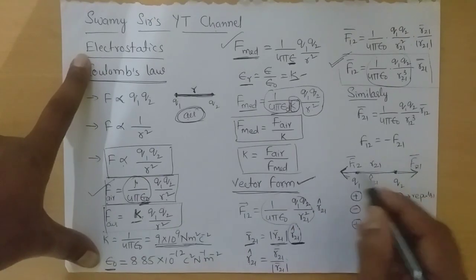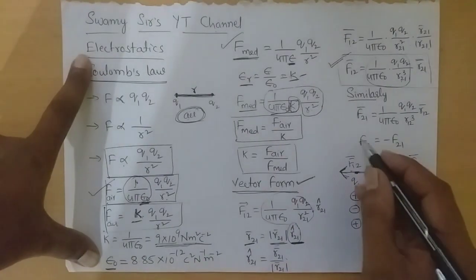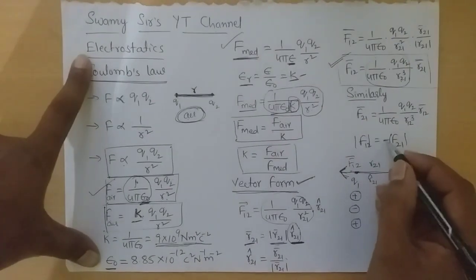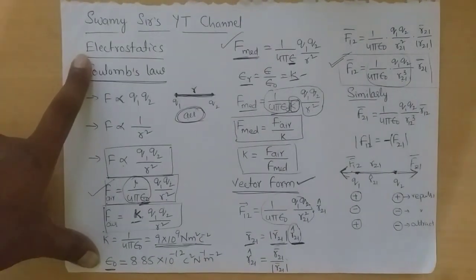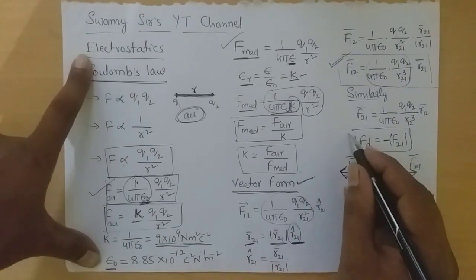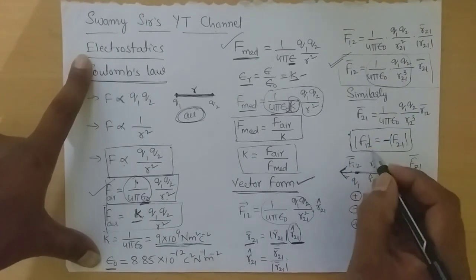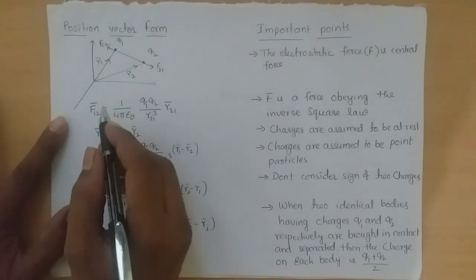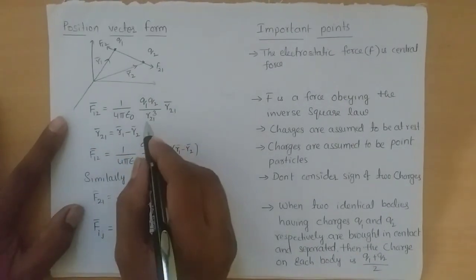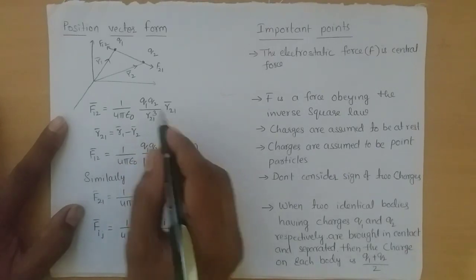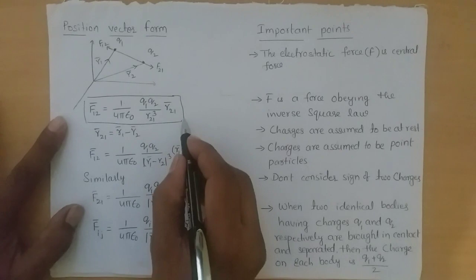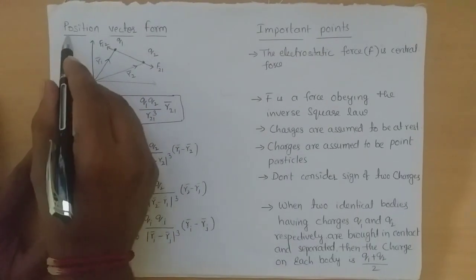Both are equal in magnitude but opposite in direction. So magnitudes are equal but opposite in direction. This negative sign indicates the opposite direction. So these follow Newton's third law, an action-reaction pair. Coulomb's law in vector form, that formula is F12 bar equals 1 by 4 pi epsilon naught q1 q2 by r21 cube into r21. This we found here. Okay, next we are going to write Coulomb's law in position vector form.